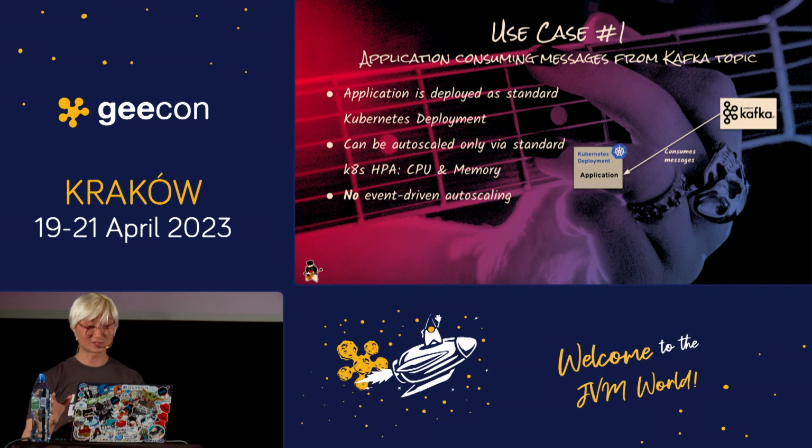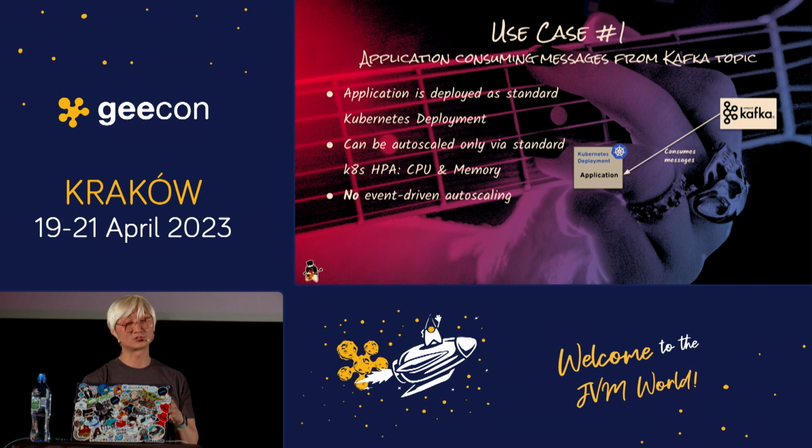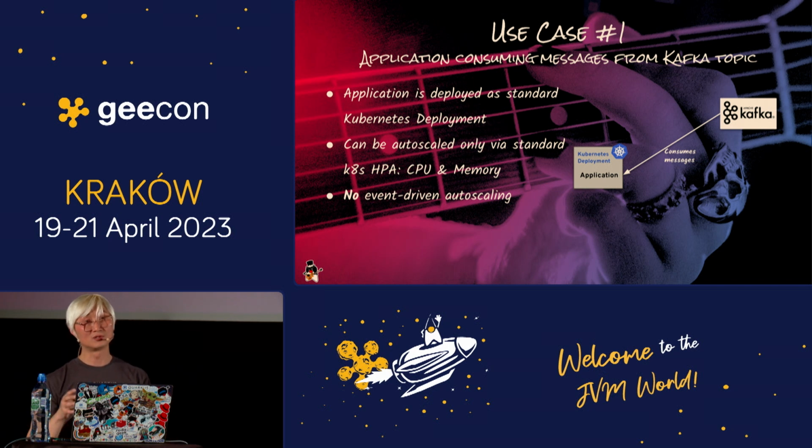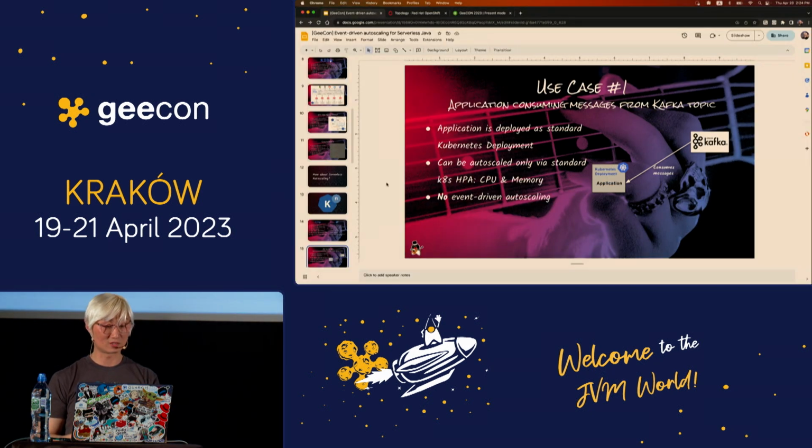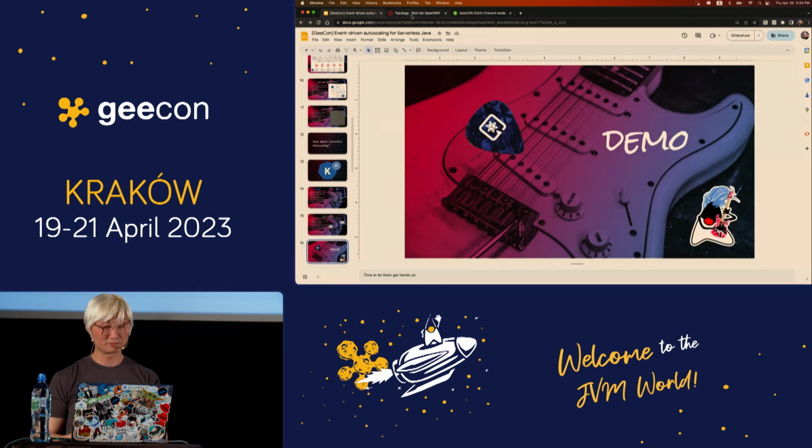So the first architecture is pretty simple. On the right-hand side, you can see only a Kafka cluster there. And then my Java application will consume millions of messages from the Kafka cluster. So I'm going to stop presenting and go to the demo.